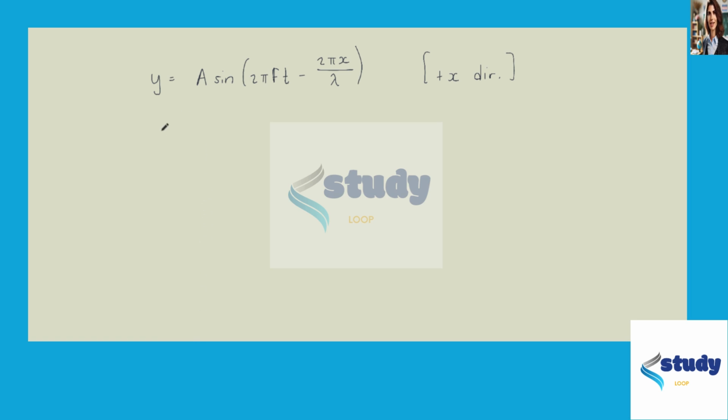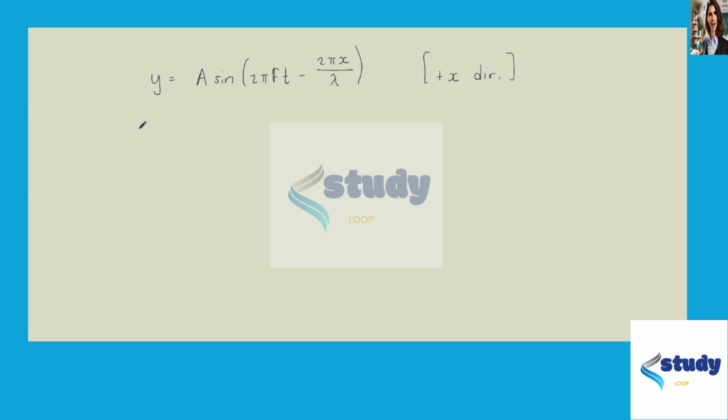So we know the general form of the equation is y is equal to A sine of 2 pi f times t minus 2 pi x over lambda, where A is the amplitude of the wave, f the frequency, and lambda the wavelength.